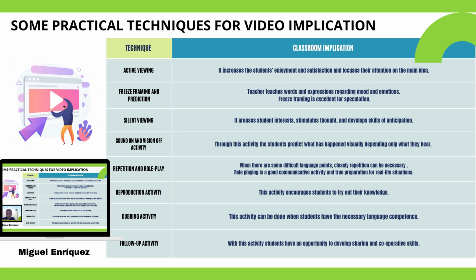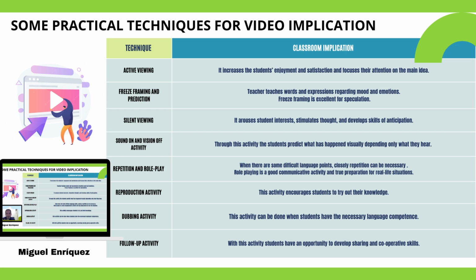Students can take notes. Next, freeze framing and prediction activity. You use the video again, but you have to decide as a future teacher when to stop so that students take notes about the vocabulary or listen to the vocabulary. The teacher teaches words and expressions regarding mood and emotions. Freeze framing is excellent for speculation because you can stop on a scene, and after that you can ask your students what will happen to this character or at the end of this story.